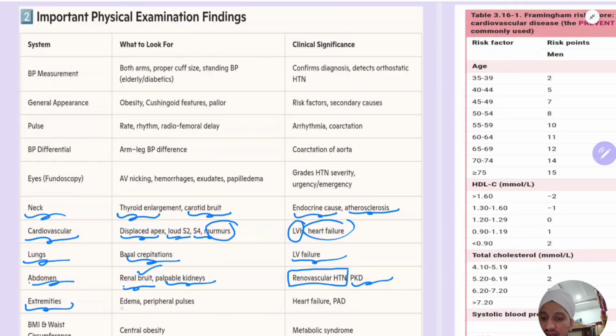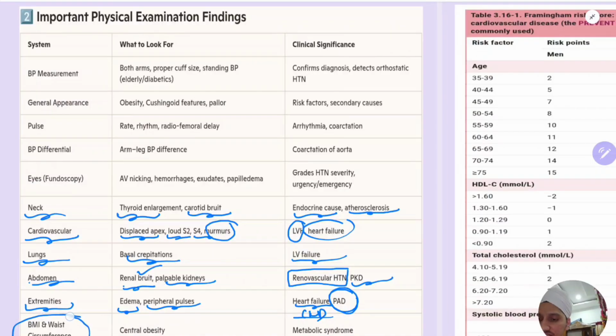If the extremities have edema, that may be the sign of heart failure, or it can be a sign of CKD also. Okay, heart failure or CKD. And you palpate for the peripheral pulses, in particular the dorsalis pedis artery and the popliteal artery. Okay, so if the peripheral pulses are weak, you compare with both side limbs, then that may suggest peripheral arterial disease. And one more thing is, in history you should ask for features of intermittent claudication also.